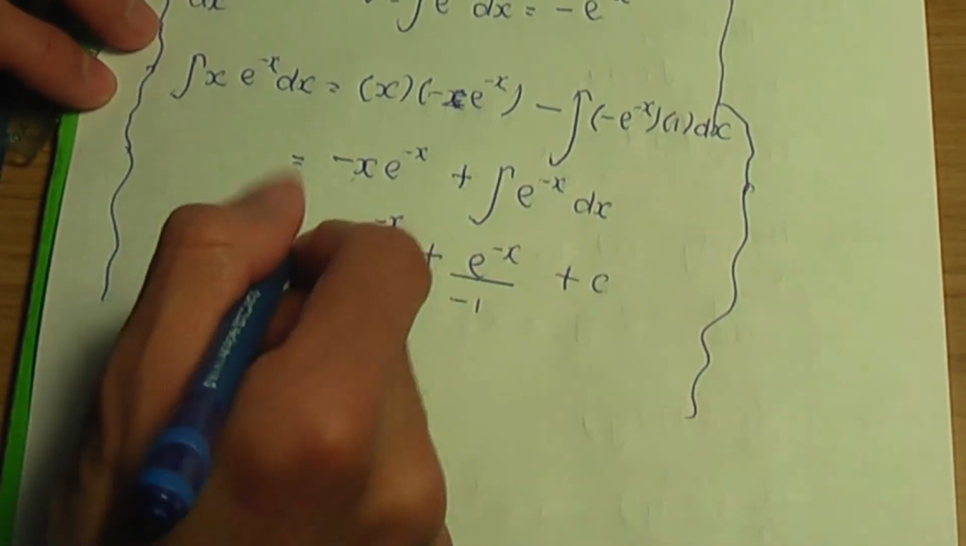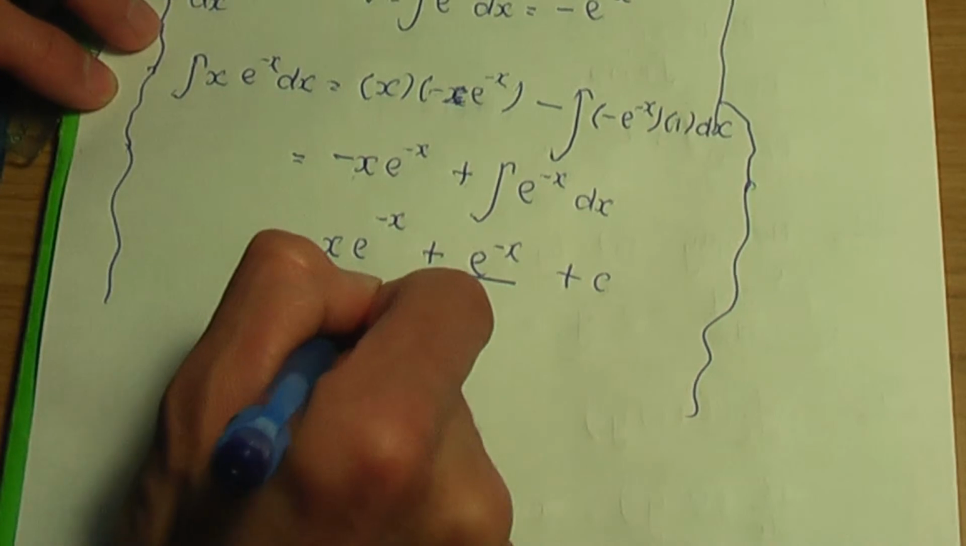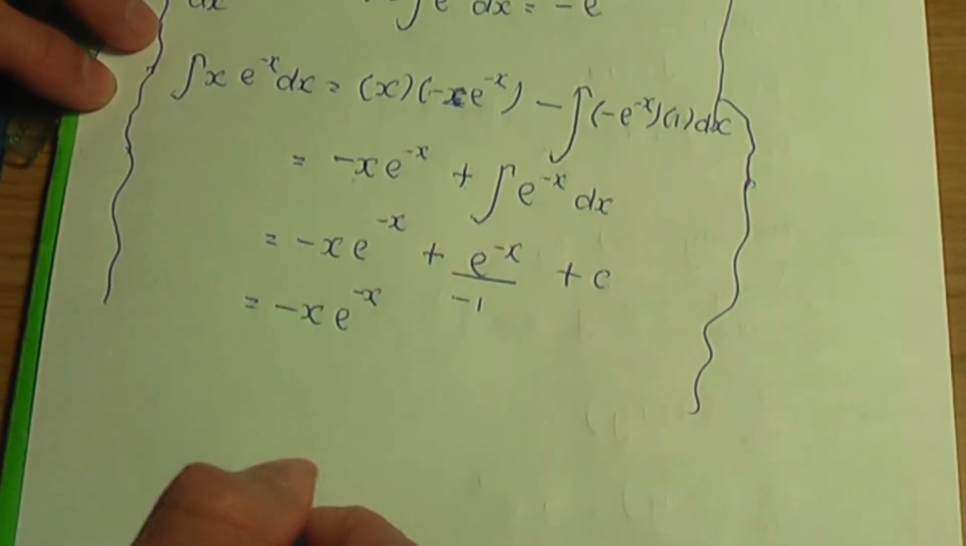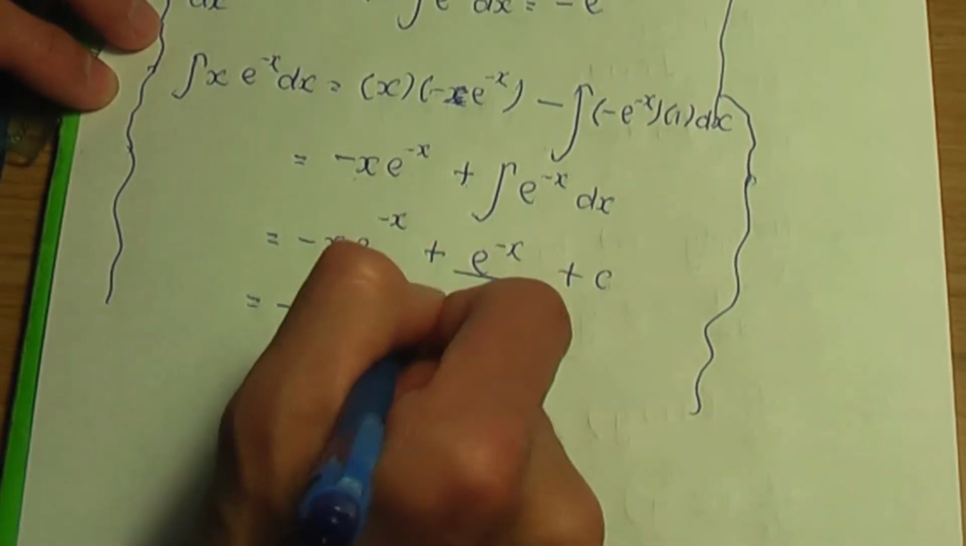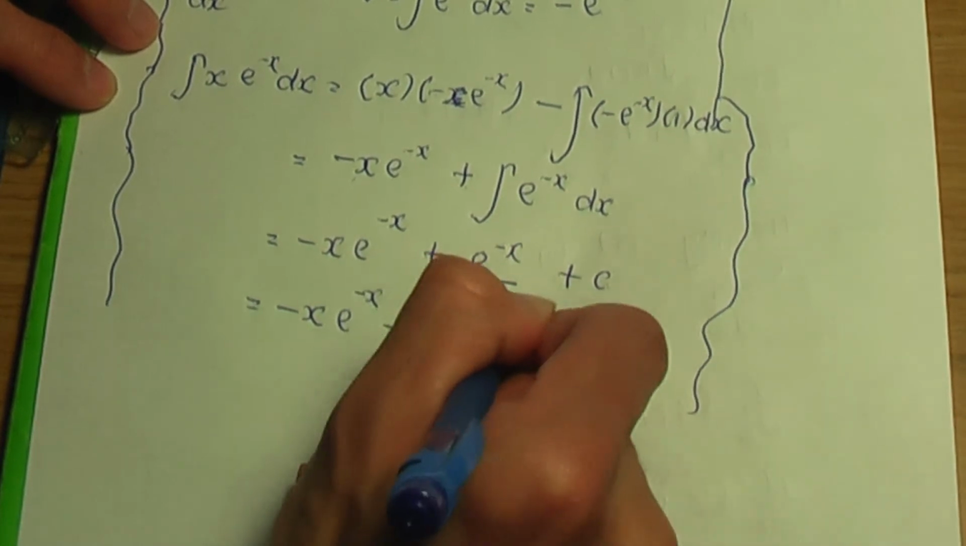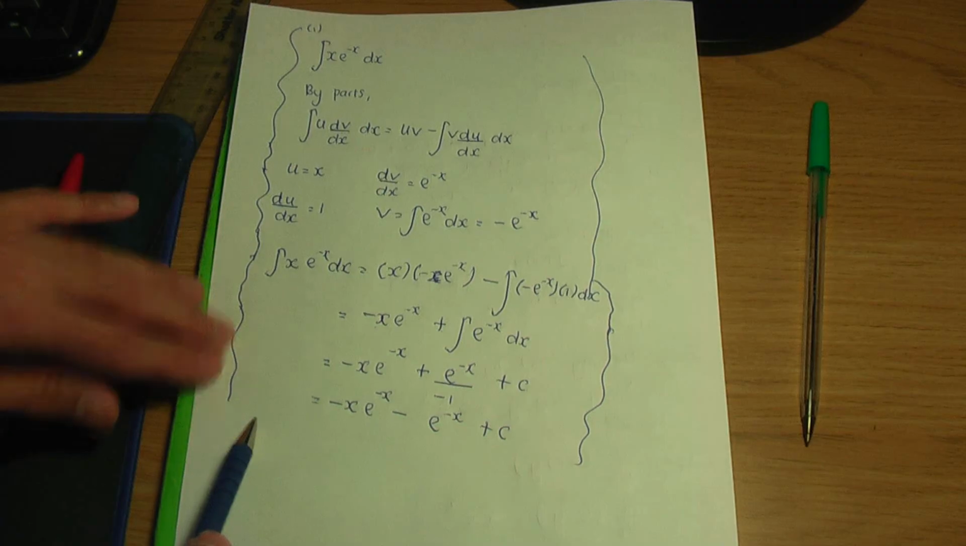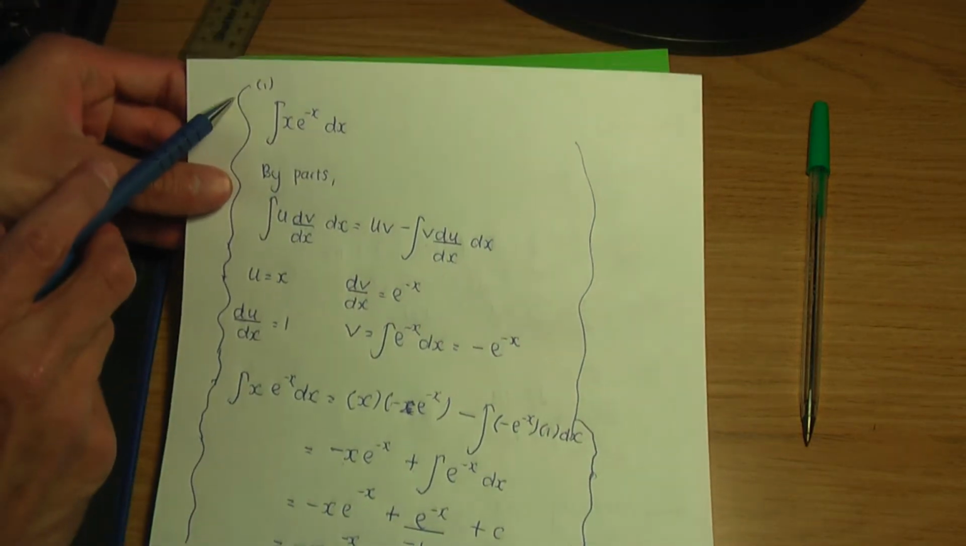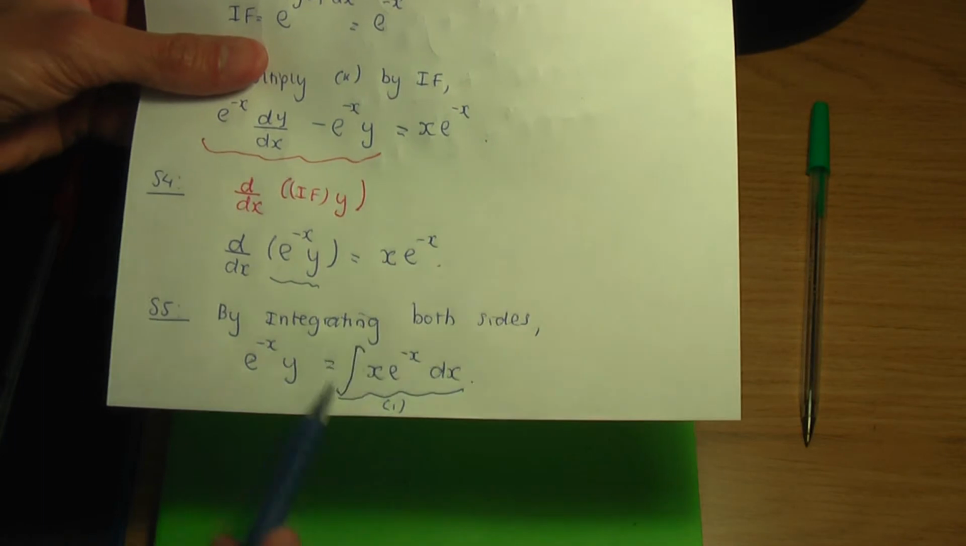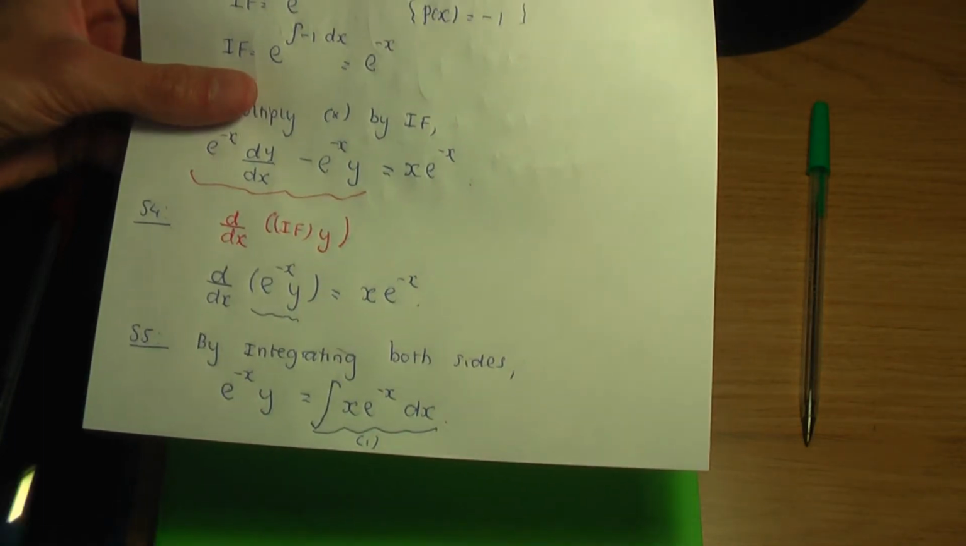One more stage, and we're going to have minus x e to the minus x plus, and a minus is a minus, e to the minus x plus c. So this should be the solution to integral number 1. Integral number 1 is the solution to this integral on the right-hand side.